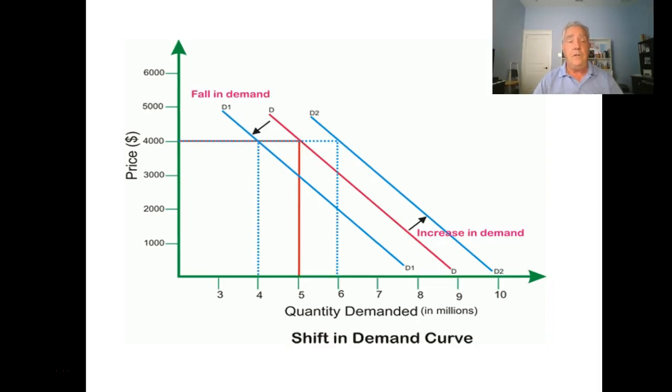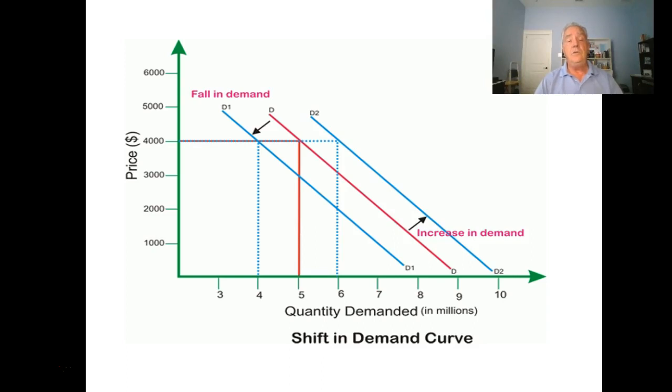Now let's talk about a shift in demand. Shifts in demand can occur in the marketplace. For instance, in our example, at $4,000 on the standard demand curve that we've been using, we would buy 5. However, if the demand curve shifts, for instance because we've had a loss of income, that means at $4,000 we can only buy 4. If we've had an increase in income and the demand curve shifts outward, at $4,000 we can buy 6.